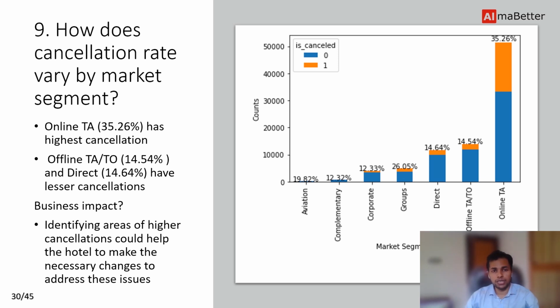This information can have a positive business impact for the hotel management. By identifying areas of higher cancellations, the management can make necessary changes to address these issues and potentially reduce the cancellation rate. This will lead to a better utilization of resources and help in reducing the loss of revenue.